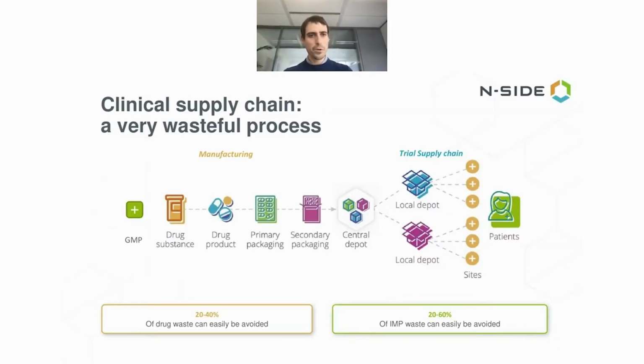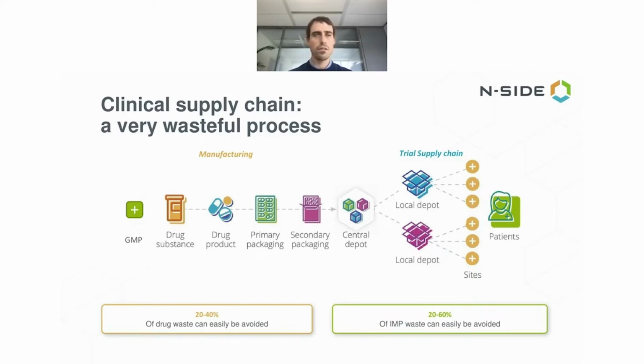So without further ado, let's start. Here on the slide, what you can see is a typical clinical supply chain process. We start on the left side with everything related to manufacturing, drug substance, drug product, and then on the right side we have the trial supply chain with the central depot, the different local depots, and the sites. And I think we can all agree that our industry is pretty wasteful, because we tend to have a lot of waste that is not accounted for, that is not really tracked.